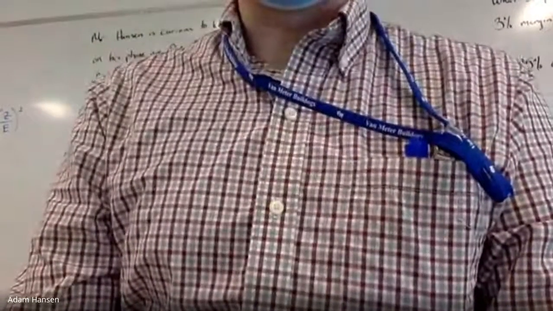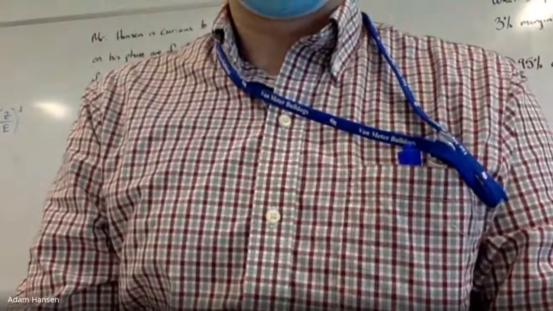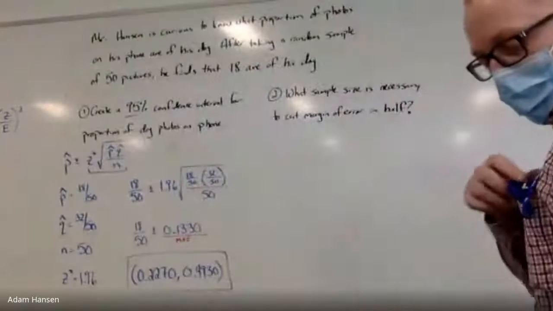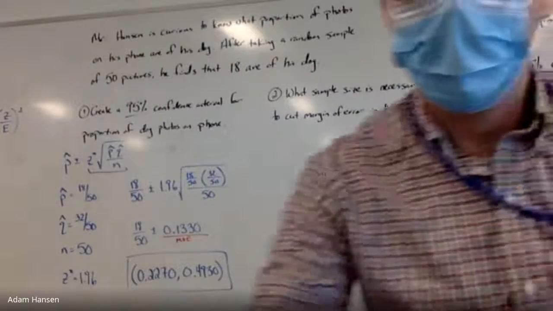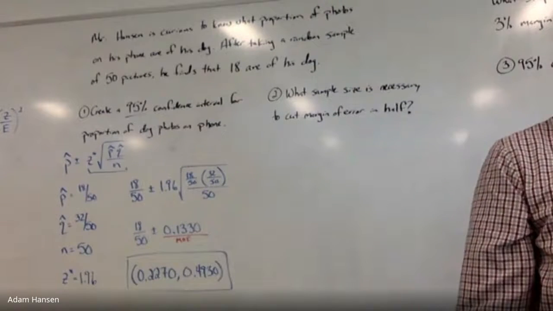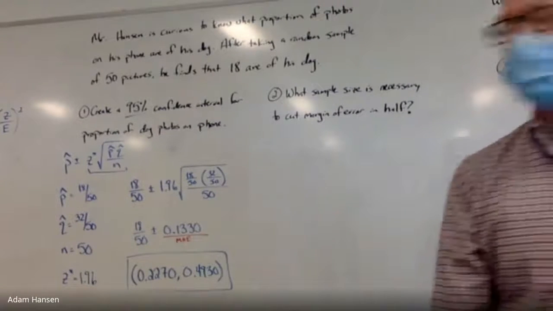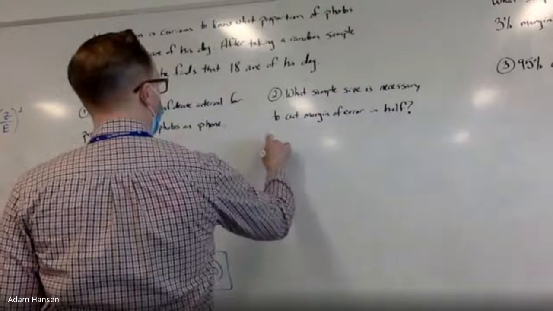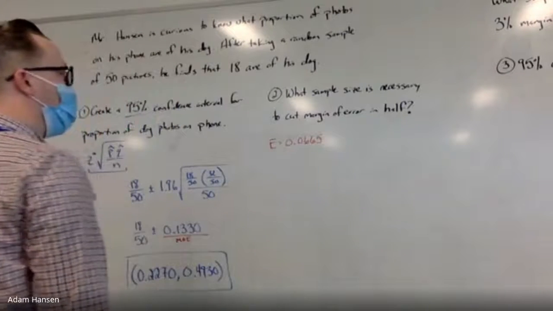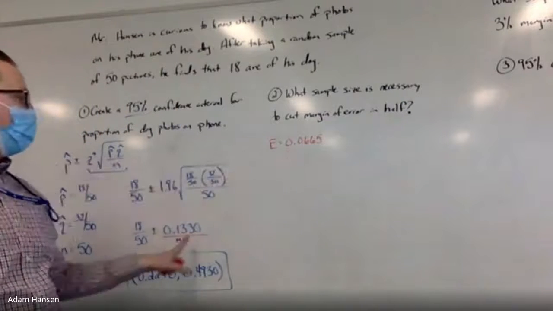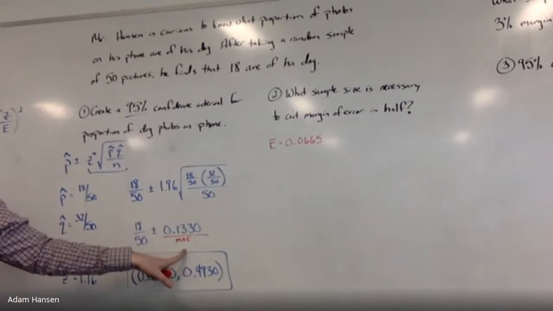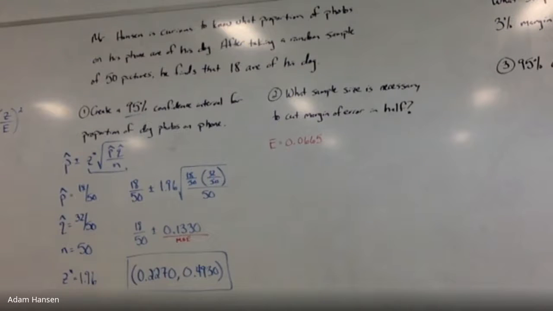So let's take the original margin of error, divide it by 2. I want to be no more than 6.65% away. What sample size would produce this given margin of error? My error is going to be 0.066. I want to have a new margin of error, half of what I had previously, 6.65% versus 13.3%. What sample size makes that possible?